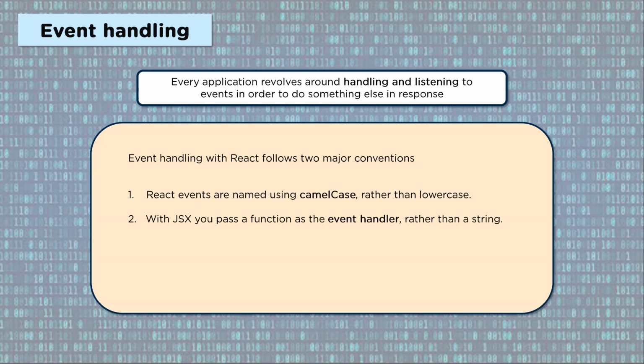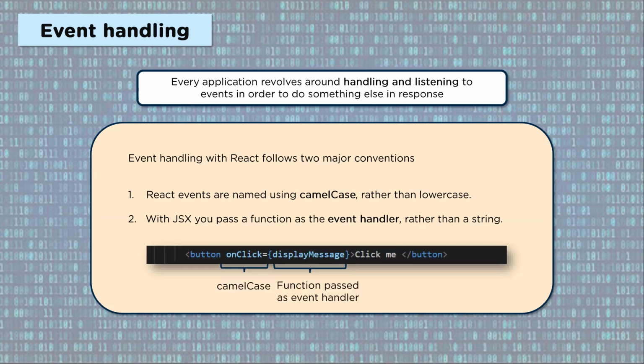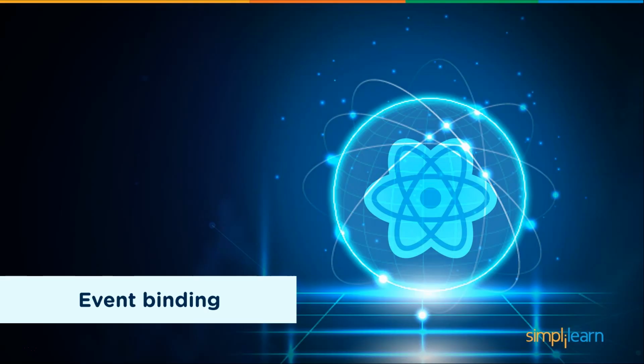With JSX, you can pass a function as the event handler rather than a string. So an entire function expression can be passed as a parameter to the event handler and not just flat string values. So here, if you look at the code, you see an HTML button. On the click of a button, that's the camel casing for the on-click registration, equal to, we've passed a function which is called display message, which will be executed when the button is clicked. And that display message plays the role of an event handler.